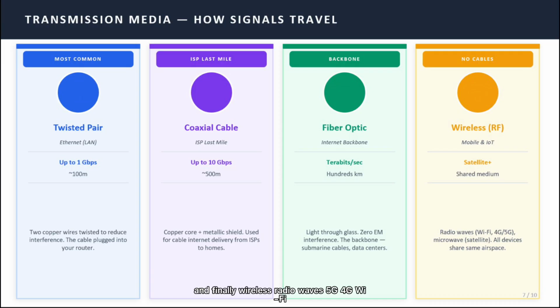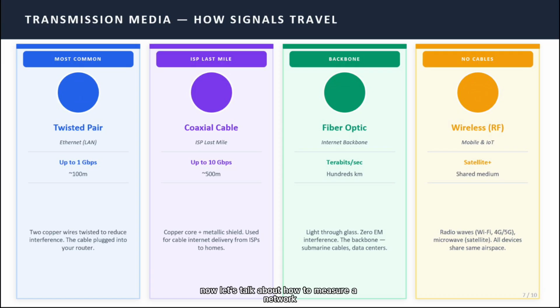Wireless radio waves, 5G, 4G, Wi-Fi, Bluetooth, satellite. The advantage is obvious. No cables. The limitation. You're sharing the airspace with every other wireless device around you. Your data moves through some combination of all four of these every time you do anything online.